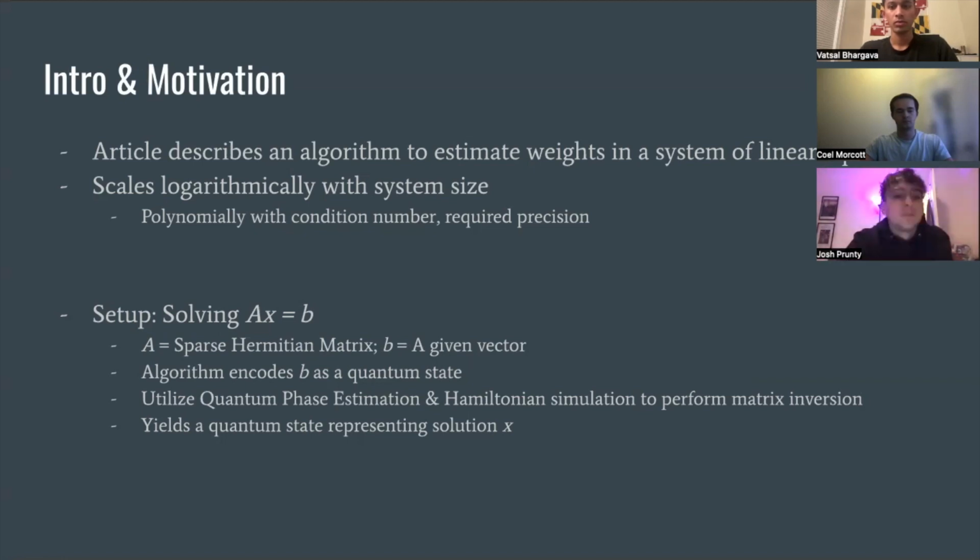So setting up the linear system for this algorithm, we have AX equals B. In this case, A is a known sparse Hermitian matrix, and B is a given vector, where our goal is to find X, the weight vector for the linear system. So initially, the quantum algorithm will encode B as a quantum state, and then utilize quantum phase estimation and Hamiltonian simulation to perform the matrix inversion. And what this will yield is a quantum state representing the solution X.